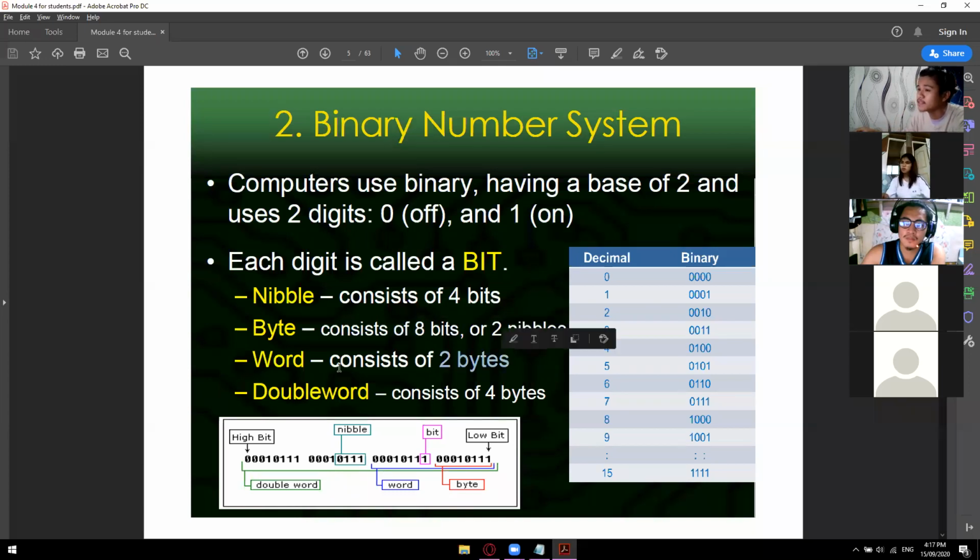And then 2 bytes is 1 word. So I think mga bago to sa inyo. Ito, nibble, and then word, and then double word. Pero ito yung mga parang equivalent nila. 2 bytes is 1 word, and then 4 bytes is double word. Or 32-bit is 1 double word. Okay? Okay, so dito muna tayo sa decimal and then binary.